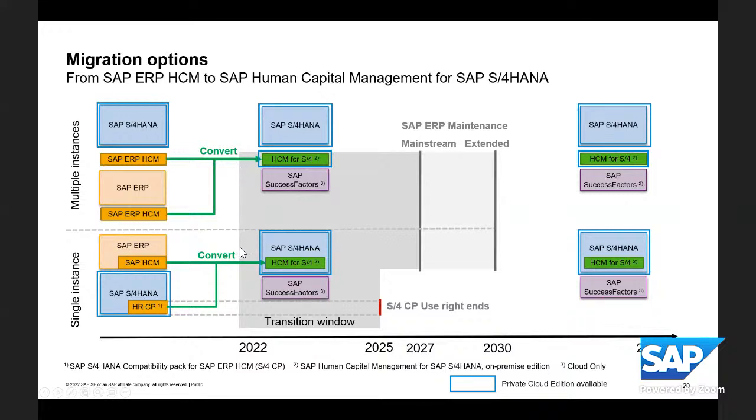As the solution is available in October, that's, let's say, the starting point for the transition window. If you are in an ERP system, then you can go till 27 or use the time till 2030. For the customers who are using HCM in the compatibility pack in S/4HANA, the transition window is till the end of 25 because of the end of the use rights in S/4.